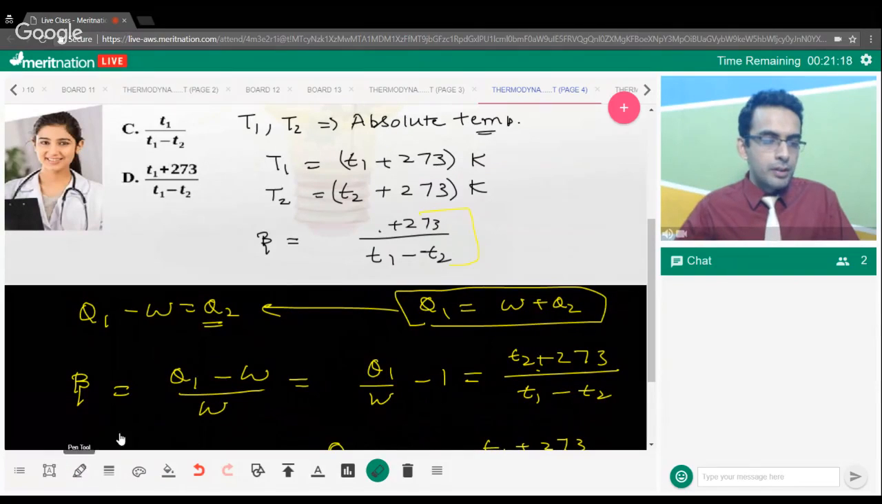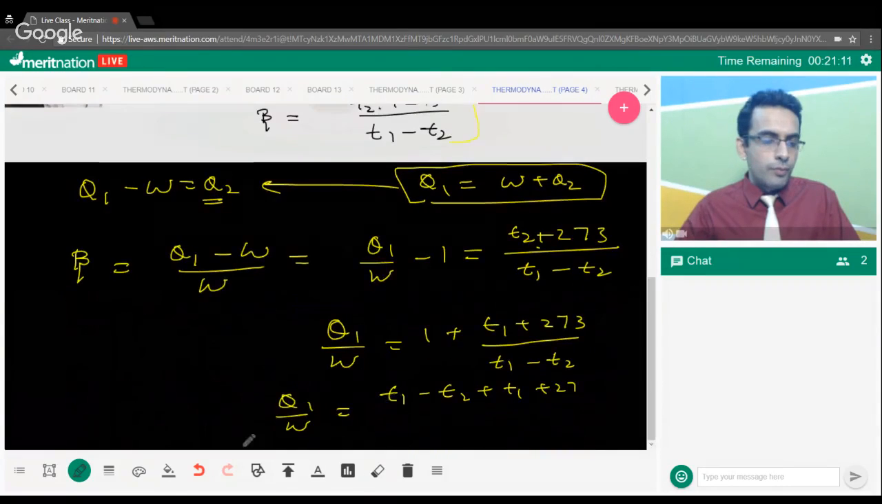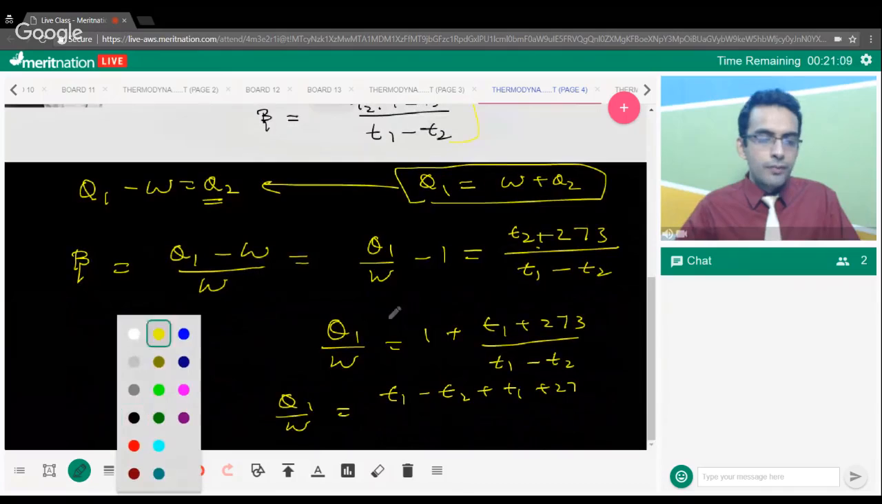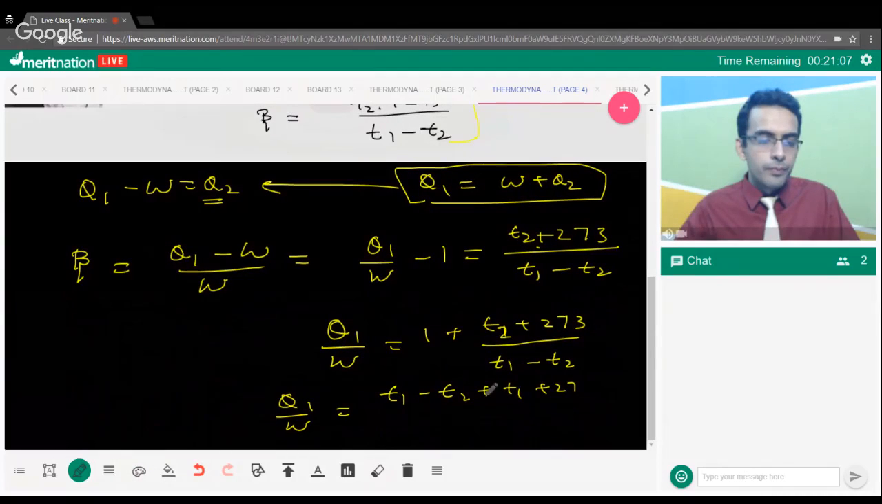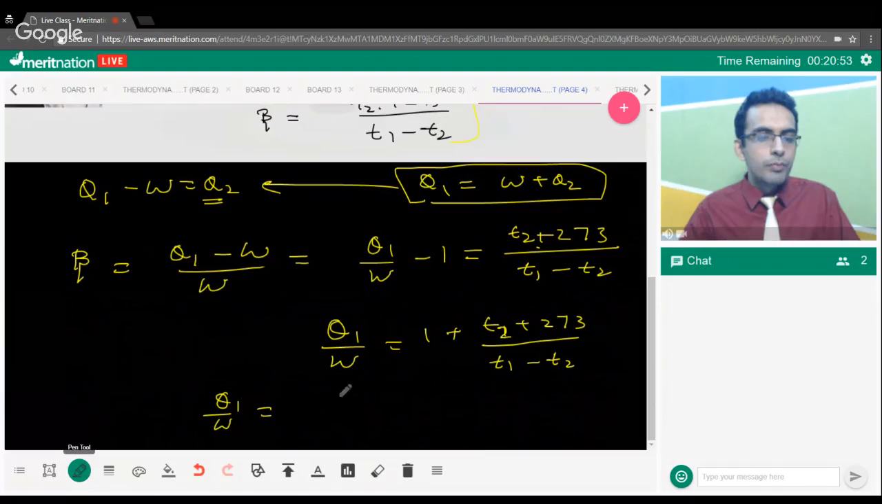because the T2 temperature is written in the numerator. It's T2. So from here we can see this is T2, just removing this part. So students, you can easily find the value of Q1 by W. What is Q1 by W? Q1 by W is equal to T1 minus T2 plus T2 plus 273.